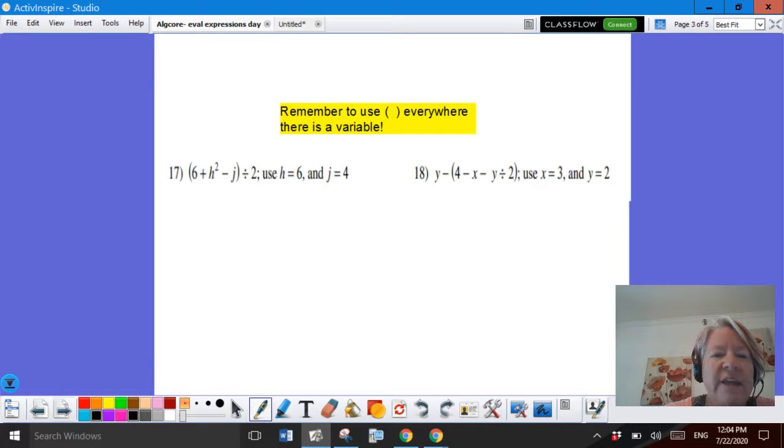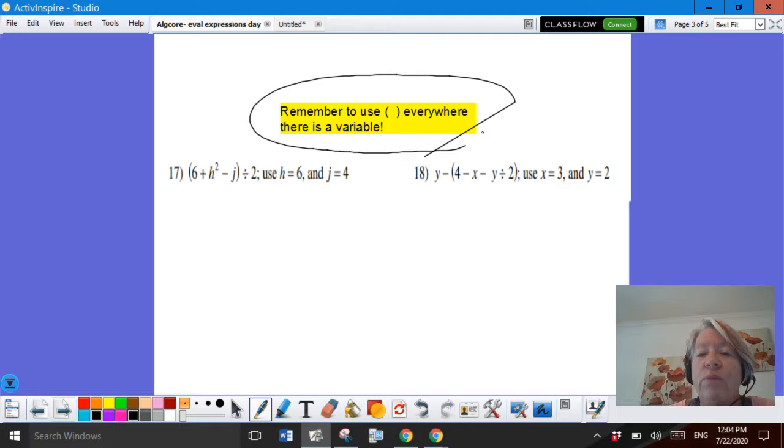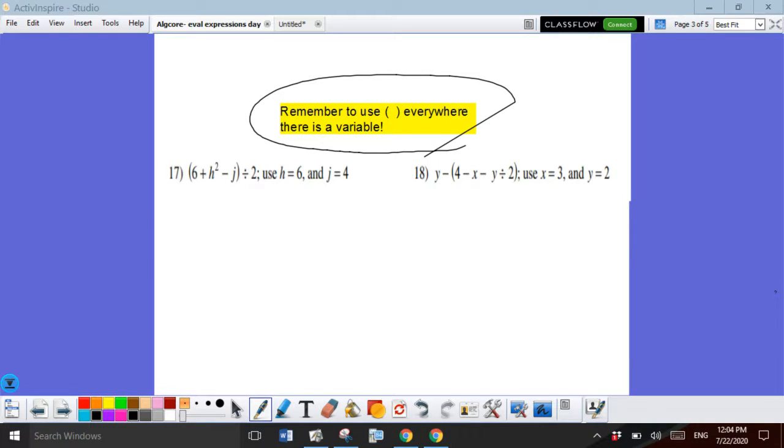Okay, I want you to hit pause and evaluate these expressions. It's fine if you want to use your calculator to help you, but remember to put parentheses in every place there is a variable.